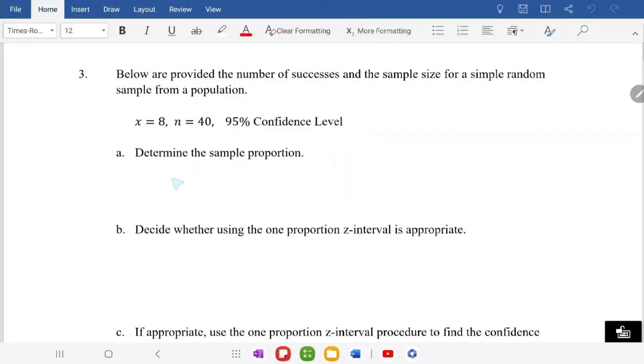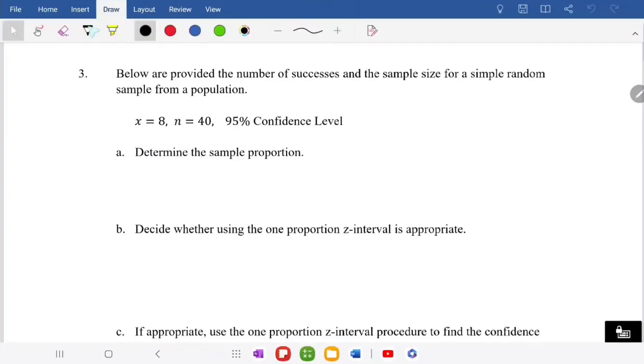The first part says determine the sample proportion. So to find the sample proportion, the formula again is P hat equals X divided by N. X is given to us as 8, N is given to us as 40, which gives us a sample proportion of 0.20, which represents the success proportion.